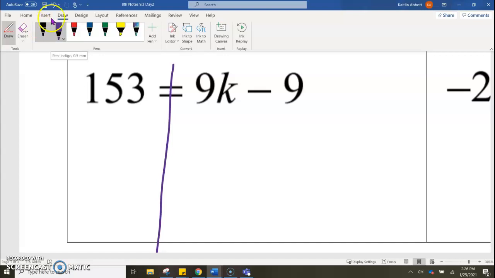So first, I need to get rid of the constant near the variable. Is this the constant near the variable? No, this is the constant near the variable. We got to get as many things away from k first as possible. This one's a little more tricky because they're glued together. So we're going to get rid of this -9.